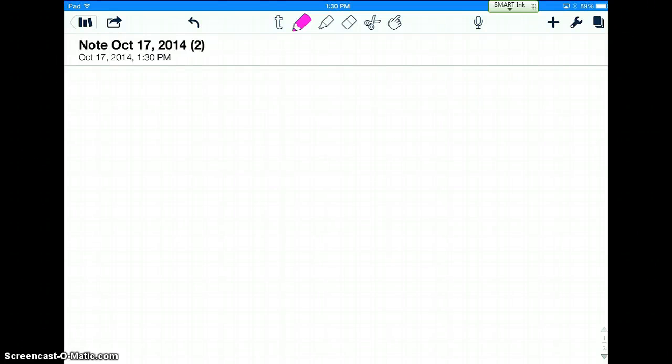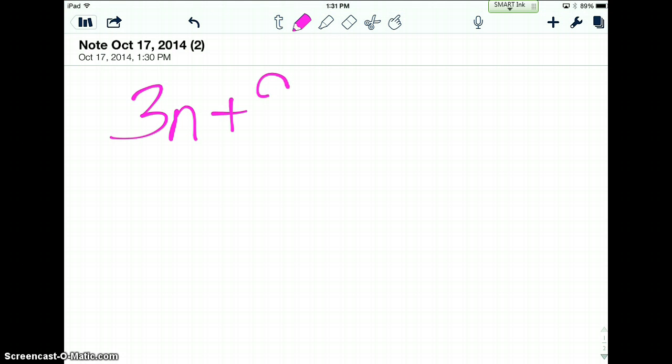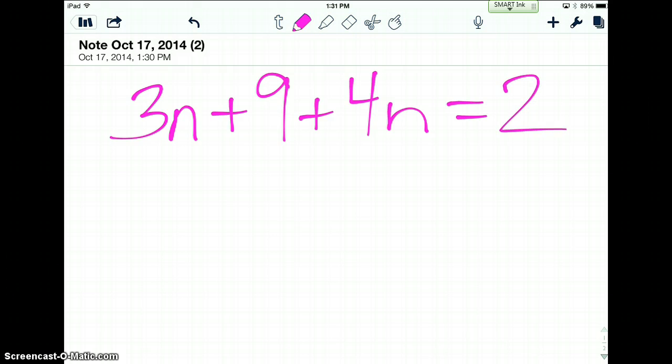Okay guys, we are stepping it up today. So we are going to be solving equations part 3, meaning I'm going to go through 2 examples. Okay? So they're going to be a little more complicated than just a 2-stepper. So let's look at something. If I have 3n plus 9 plus 4n equals 2.